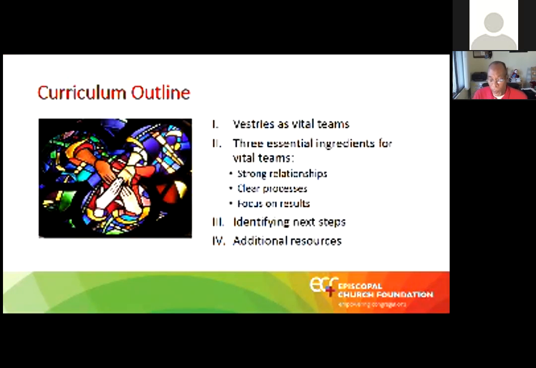And by way of a curriculum outline for vital teams, which I'd like to go over briefly with you tonight, I just want to talk about the curriculum outline. There are essentially three important elements to this curriculum. First, vestries as vital teams. Second, what we consider three essential ingredients to building strong vital teams. And I will introduce you to these concepts in just a few moments. Strong relationships, clear processes, and focusing on results.